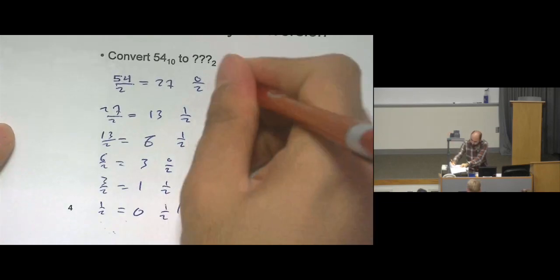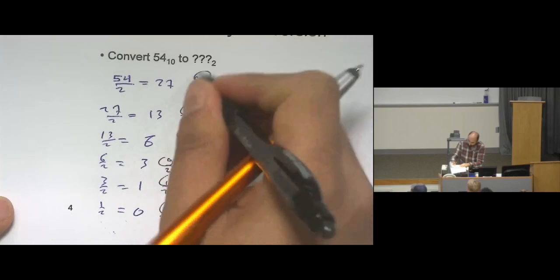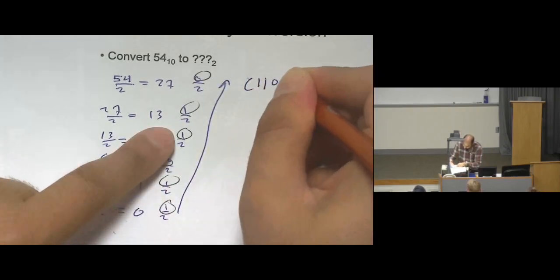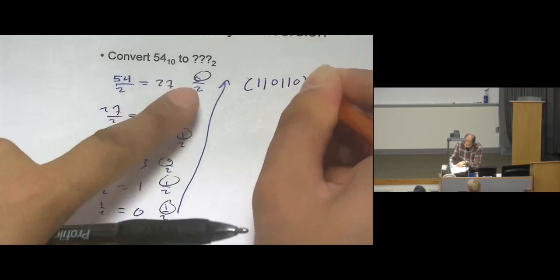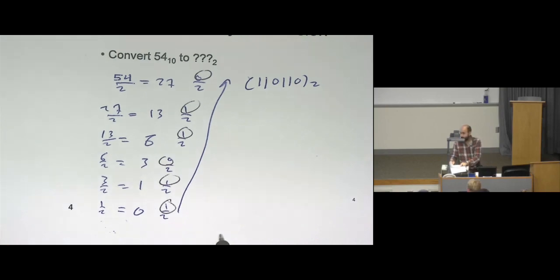Then start from up to down to count these numbers. It's going to be 1, 1, 0, 1, 1, 0. This is in binary. Clear? Will binary always have base 2? Yes, the definition of binary is two digits, 0 and 1. Okay, any questions?